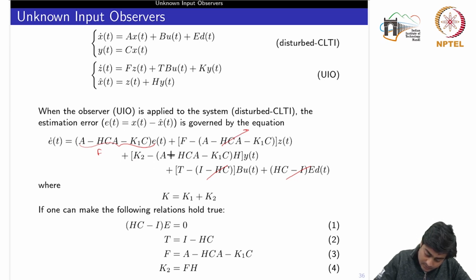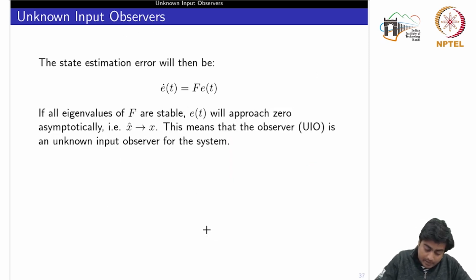Now see this part, this is my F. So if my K2 becomes equal to F into H, this part would also go to 0. So the remaining part is E dot is equal to F times E, where if I ensure that my F is a Hurwitz matrix, then the error would become 0 asymptotically, meaning to say my state estimate becomes equal to the actual state.